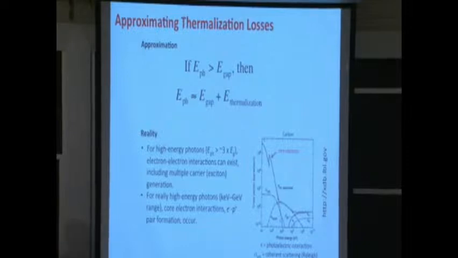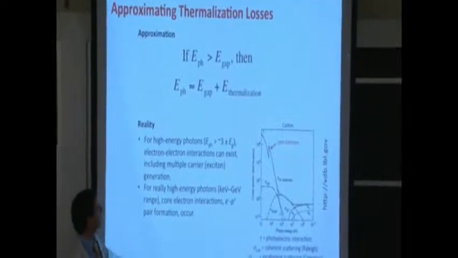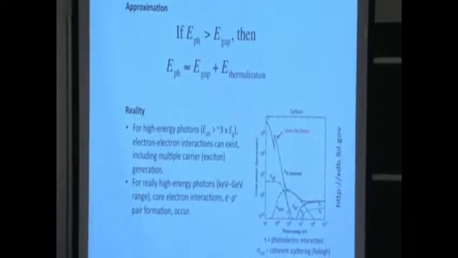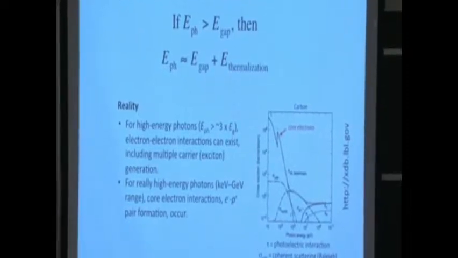Approximating thermalization losses now. We want to calculate the amount of energy of incident sunlight lost due to thermalization, due to heat. And we're going to say here that if the photon energy is greater than the band gap, then the photon energy is approximately the band gap plus thermalization. Another way to put it would be the thermalization is approximately the photon energy minus the band gap energy.